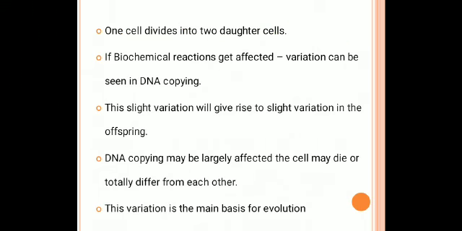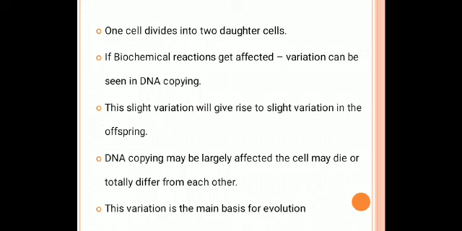Sometimes the biochemical reactions occurring in the cells may get affected. If the cell gets affected, there will be a variation we can see in the DNA copying. This slight variation will give rise to slight variation in the offspring. For example, some children look like their parents, some look like their ancestors. There are some slight variations we can see in the child because of this.